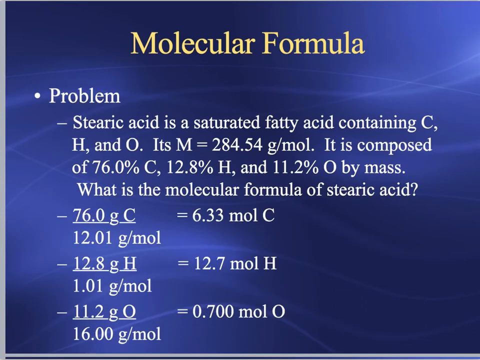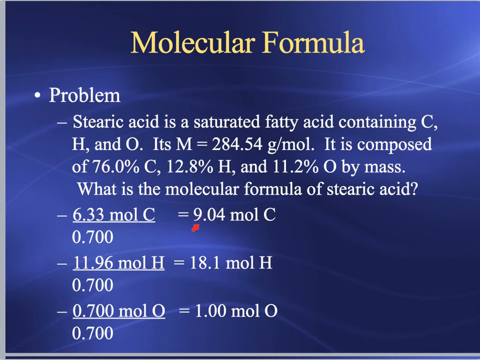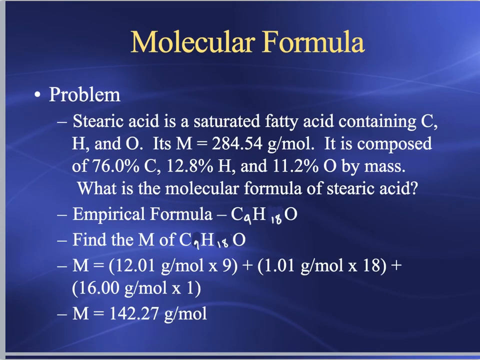284.54. So let's look at the math here. 76.0 divided by 12.01 is 6.33, 12.8 divided by 1.01 is 12.7, 11.2 divided by 16.00 is 0.700, so we're going to divide everything by 0.700. And we do that, we get 9.04 moles of carbon, 18.1 moles of hydrogen, and 1 mole of oxygen. So it looks like our formula for this is C9H18O, okay?